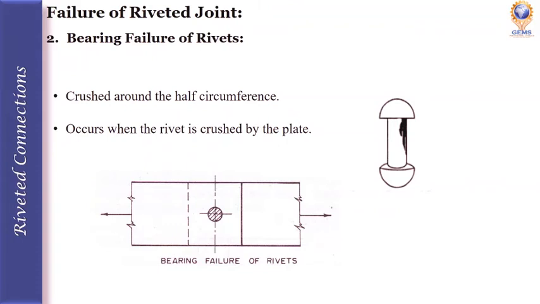Second is bearing failure of rivets. The diagram shows how the rivets get crushed. The rivet is crushed around half its circumference. This will happen when the plate is strong in bearing and the heaviest stressed plate presses the rivet, so that the rivet is crushed by the plate.